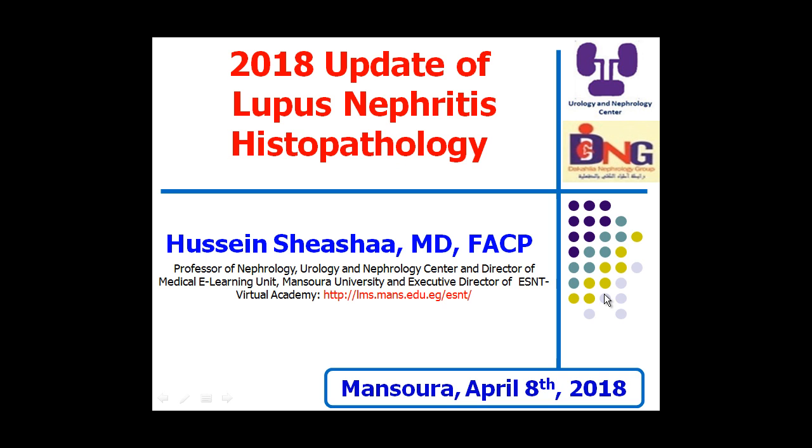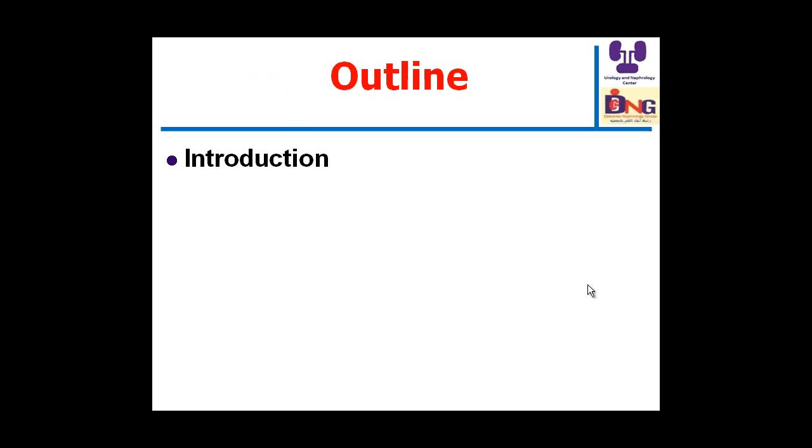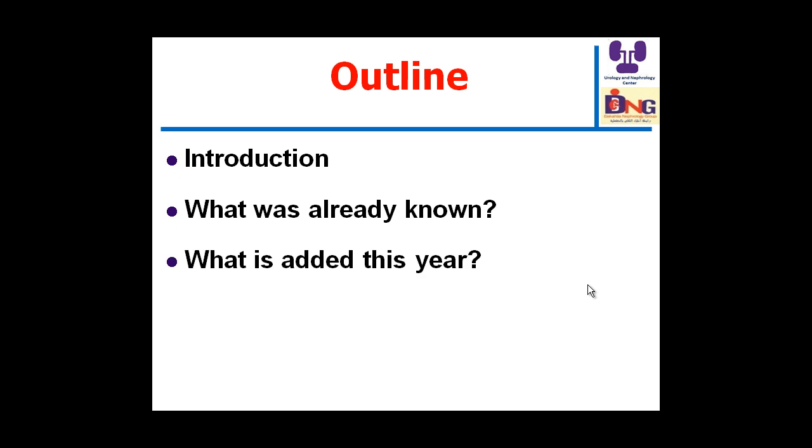What's new this year? This presentation will include 2 slides for introduction. Then I'm going to answer 2 important questions. What was already known about the histopathology of lupus nephritis? Then what's added this year, 2018, for the diagnosis and the revision of the already known classes of lupus nephritis? And I'll end with 2 questions.